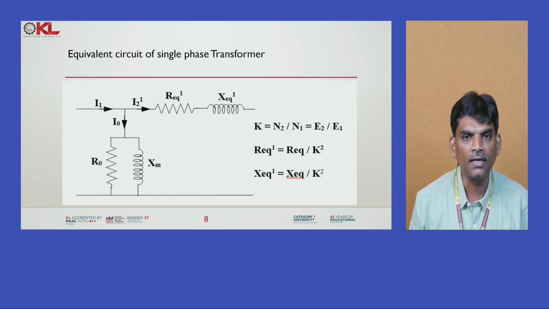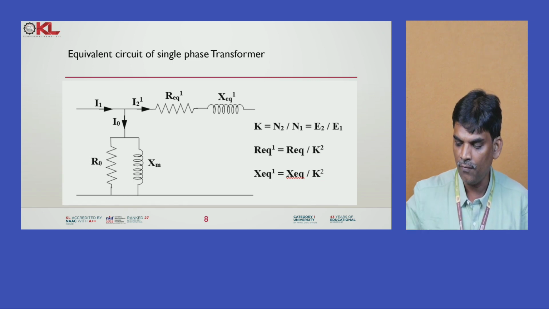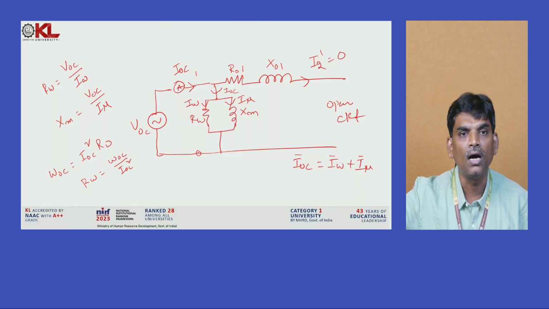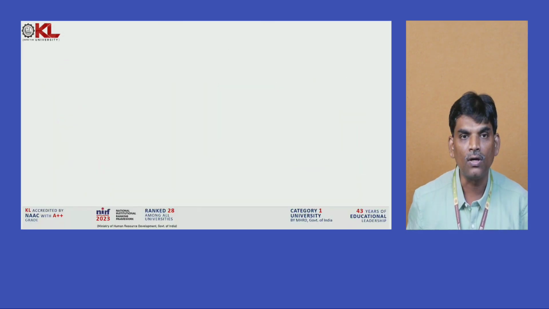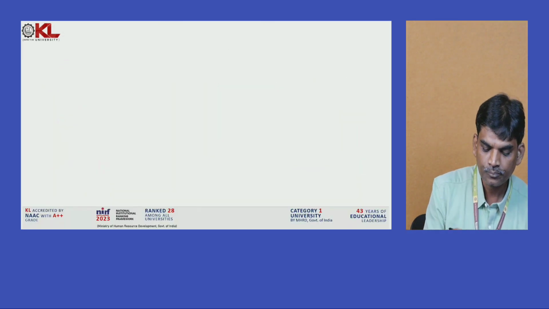So this is the diagram. The R equivalent dash value is obtained by converting all the secondary parameters in terms of the primary. So overall this is the equivalent circuit of the transformer with respect to the primary. By using this test data we calculate R naught and XM. How these are calculated, I want to explain here.